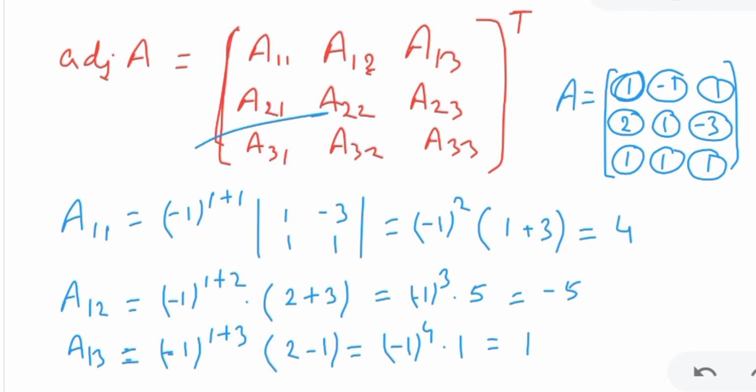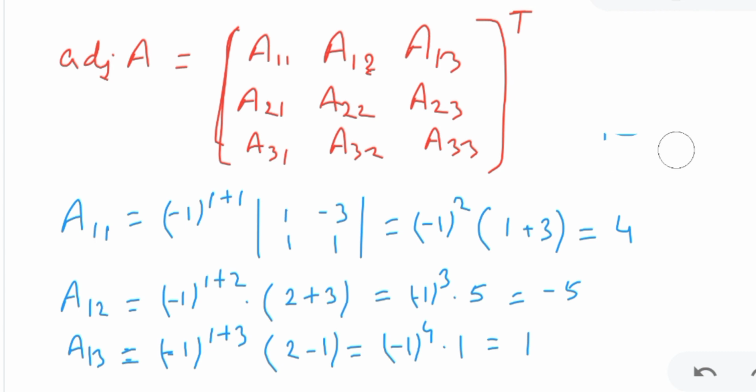So now we can write adjoint A. Adjoint A means these elements I can write. A11 is 4. Correct? I will write here only. Okay.